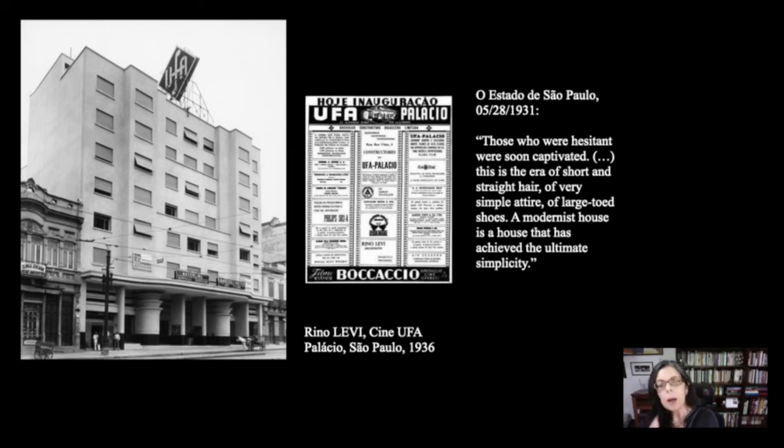In a city like São Paulo, very proud of its modernity, the inauguration of the movie theater was a cultural achievement, seen as another step in the way of modernization. A few years before, in 1931, a newspaper article from São Paulo discussed the victory of modern architecture over traditional taste, and I quote, "Those who were hesitant were soon captivated. This is the era of short and straight hair, of very simple attire, of large-toed shoes. A modernist house is a house that has achieved the ultimate simplicity."